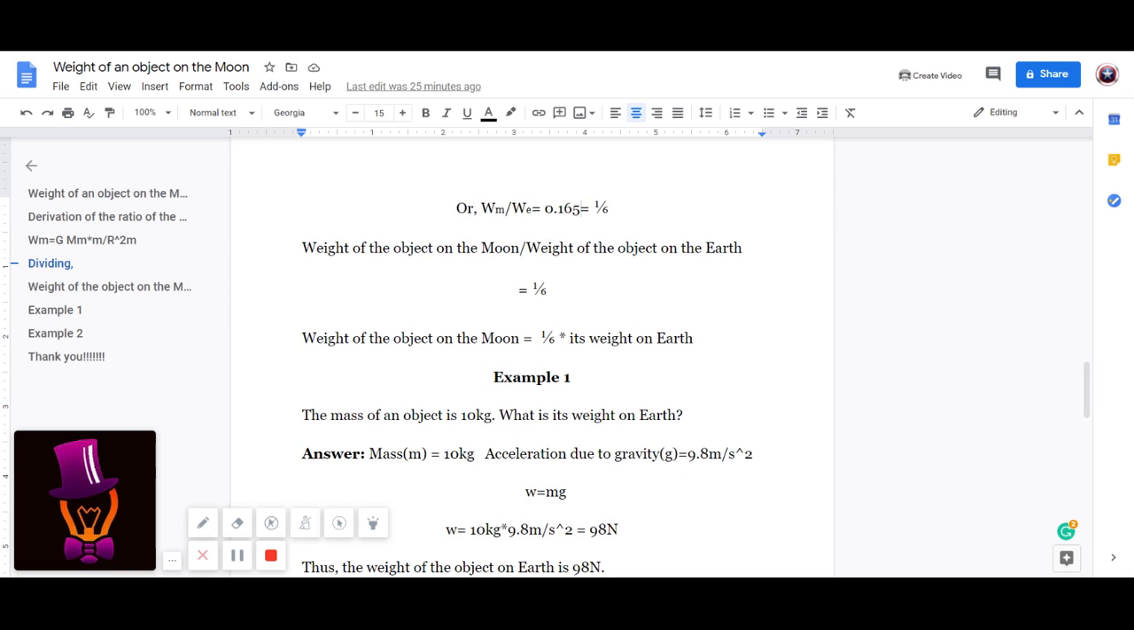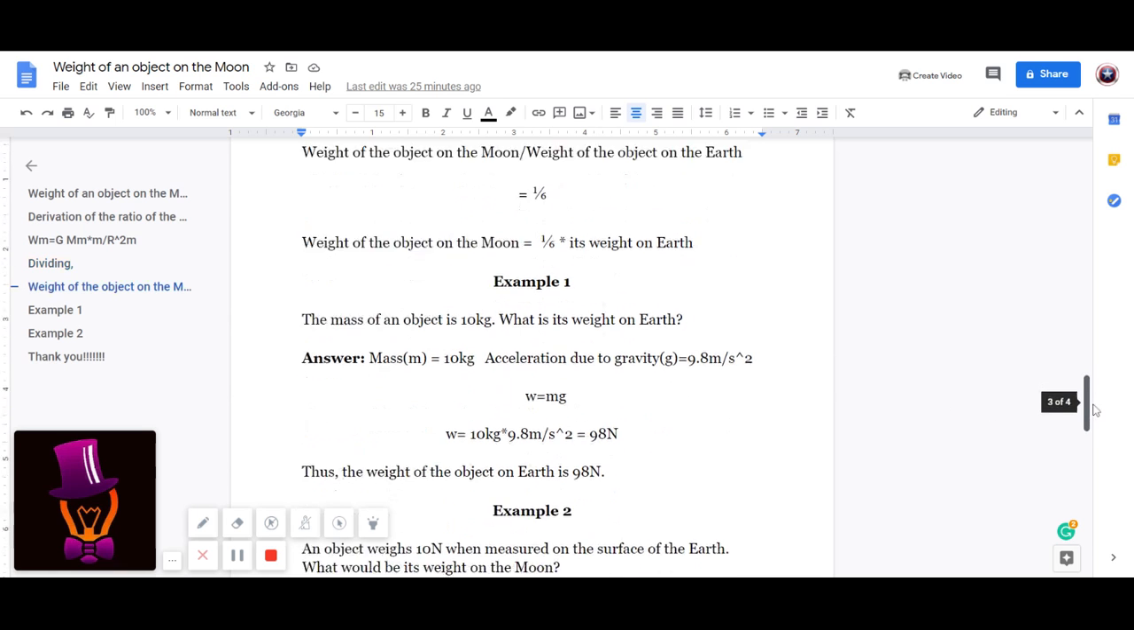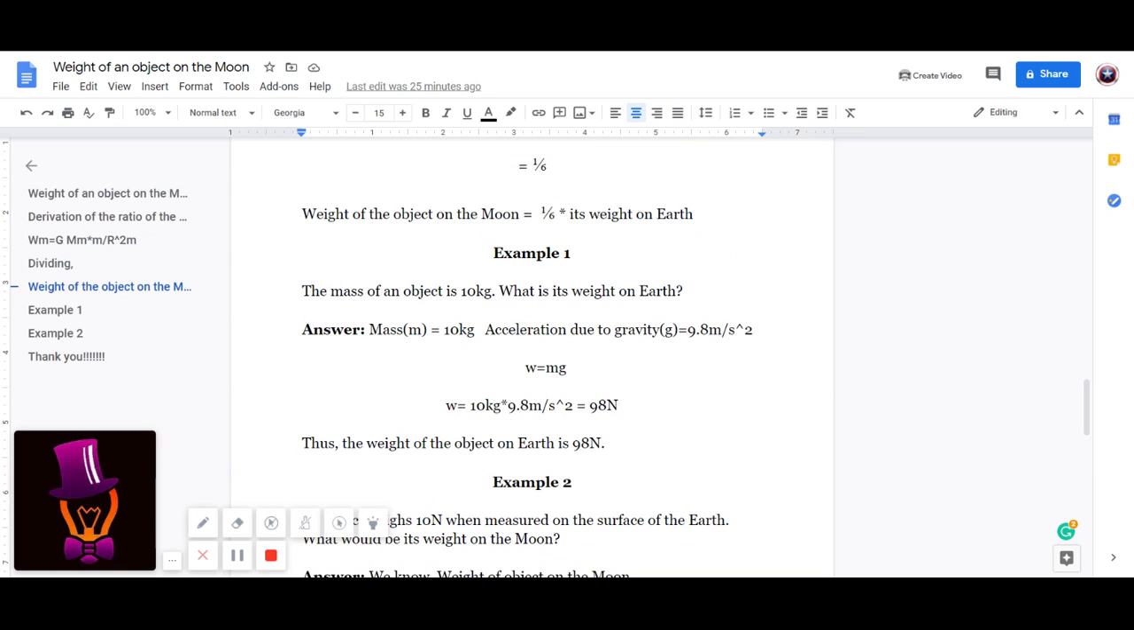Example 1. The mass of an object is 10 kg. What is its weight on the earth? This is very easy. We need to write what's given as usual. So mass, which is denoted by m, is equal to 10 kg. They've given it in the question.